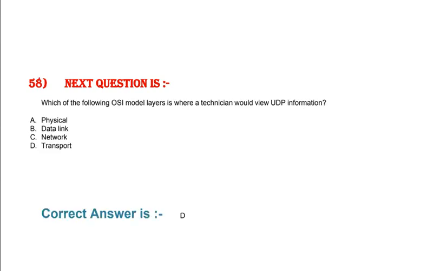Question is, which of the following OSI model layers is where a technician would view UDP information? Option A, physical. Option B, data link. Option C, network. Option D, transport. Correct answer is option D.